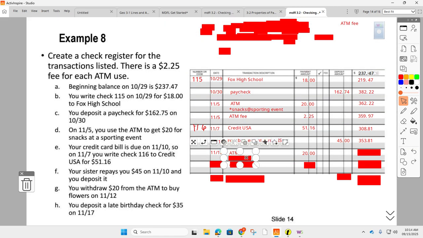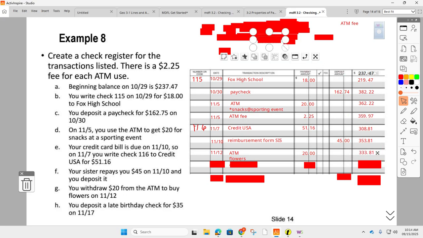How about the flowers? You bought someone flowers. How nice of you. Maybe you bought yourself flowers. That would be great too. And you subtract that. Don't forget though, if you use your ATM card, you're going to also deduct that fee from your balance.